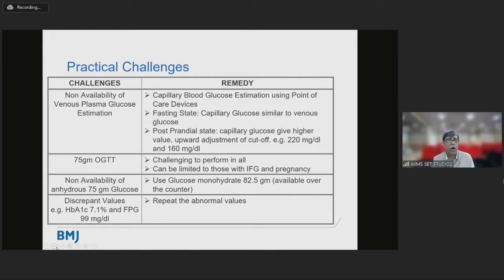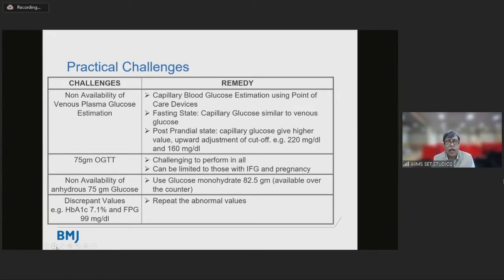The 75-gram GTT is not very favored. It's obviously more robust, but it's challenging. But I think if anybody has an impaired fasting glucose, it may be advisable to recommend a GTT to see a post-load value in them. And of course, in pregnancy now, it is recommended that people should undergo some level of glucose assessment at the point of first contact, and a GTT once during pregnancy.